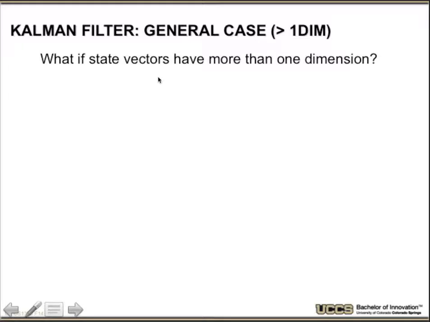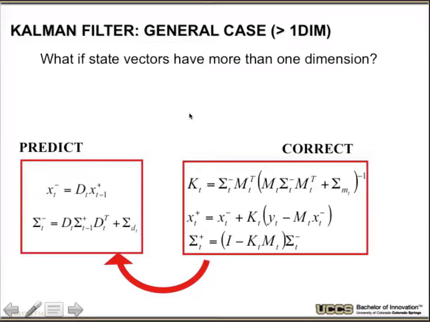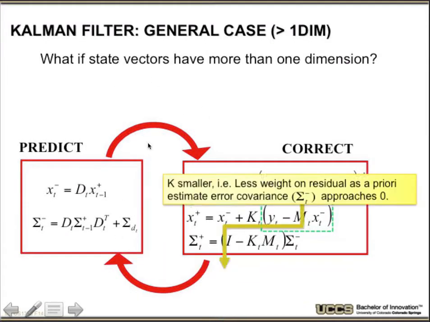So before we get to the full equations, if we want to do n dimensions, what happens if the state vector is more than one dimension? Well, all these things become matrices. So I have a prediction phase and a correction phase. I have my D matrix, my M matrix, and my covariance matrices. I can use those to correct. Given a measurement, I can make a prediction, do the correction, and I can iterate this loop.